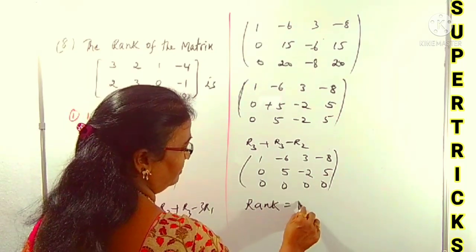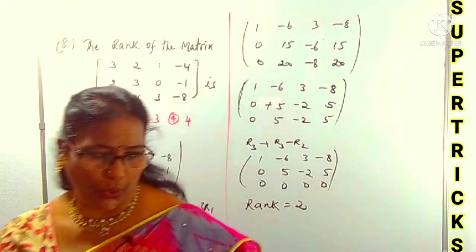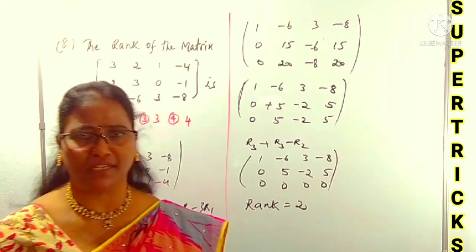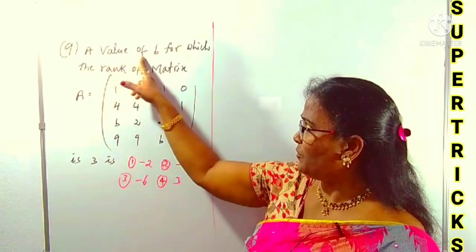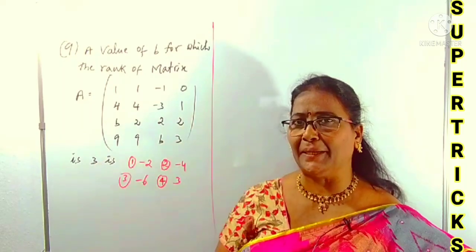In the echelon form, how many non-zero rows are there? That number indicates its rank. Okay, that is clearly which option? Second option. Is it clear? Now we can concentrate on another question, right? Let's look at the next question. What is given? A value of B we want, for which the rank of this matrix is given as 3.